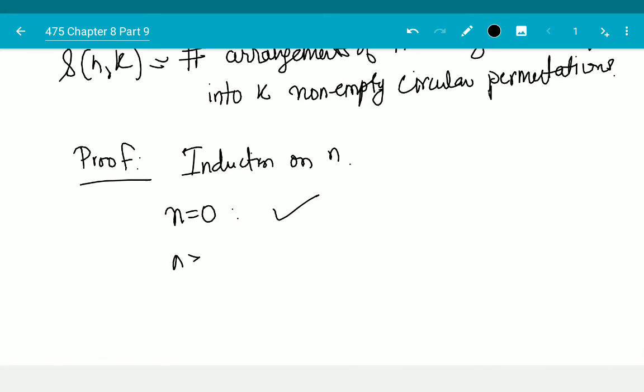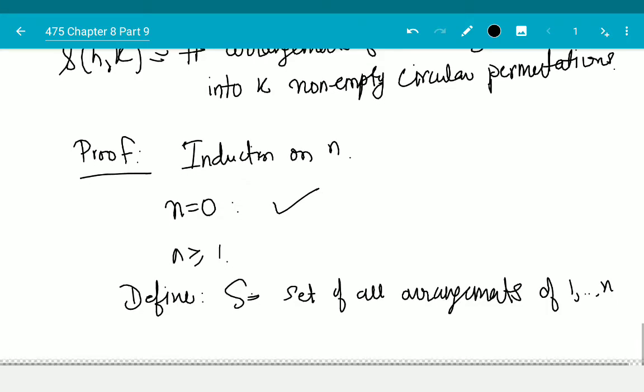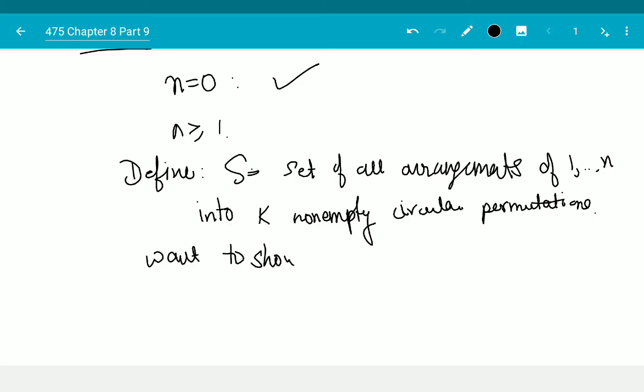So for n greater than or equal to 1, define S is equal to the set of all arrangements of 1 to n into k non-empty circular permutations, and then we want to show that the absolute value of S is equal to S of n comma k, right?